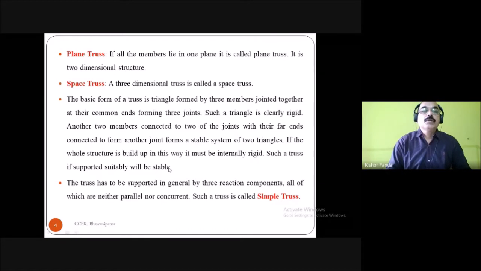So the basic form of a truss is a triangle. When you add another two members and one joint, that becomes a triangle, and that is also the basic form of a truss. So the two triangles. The truss has to be supported in general by three reaction components, all of which are neither parallel nor concurrent. Such a truss is called the simple truss. The reaction components of the truss are neither parallel nor concurrent, and such a truss is called the simple truss.